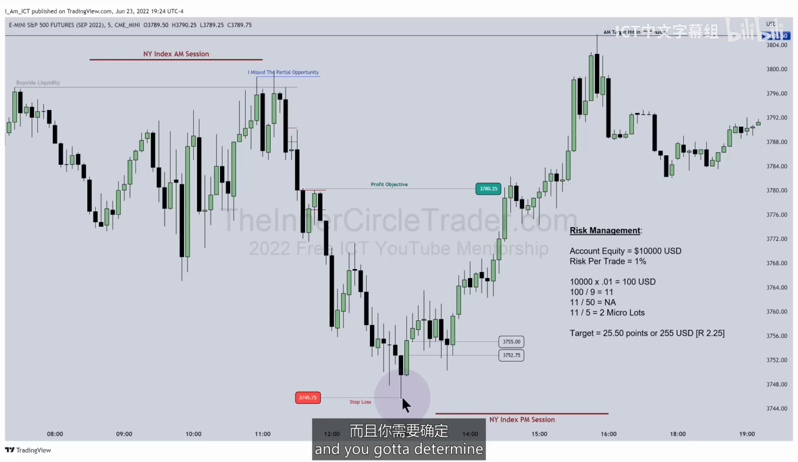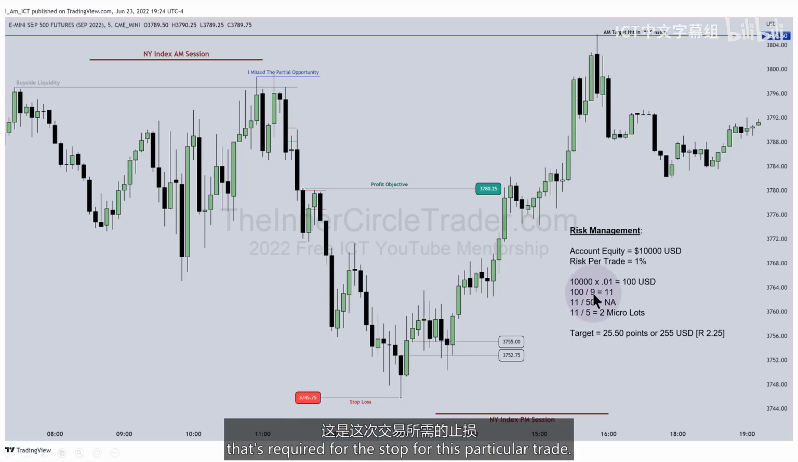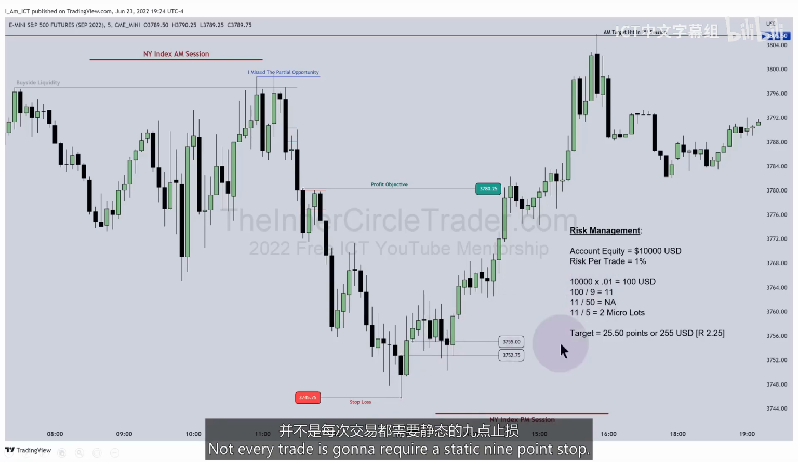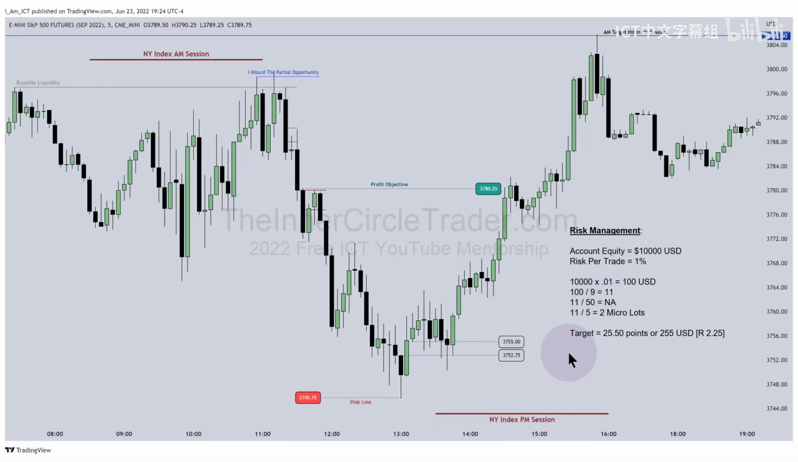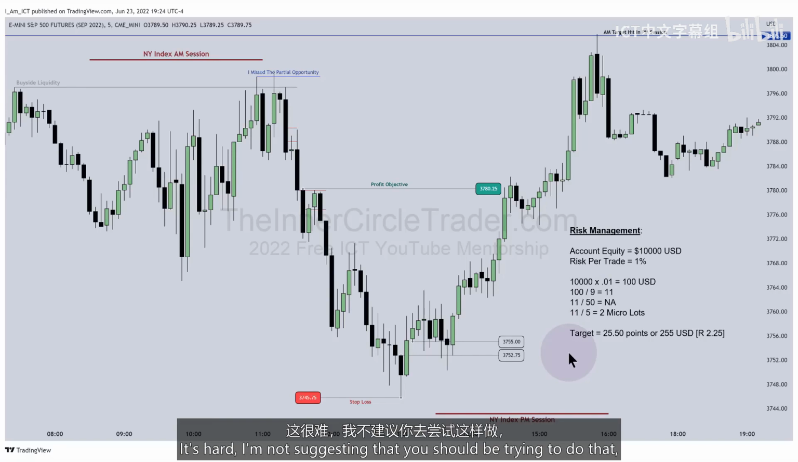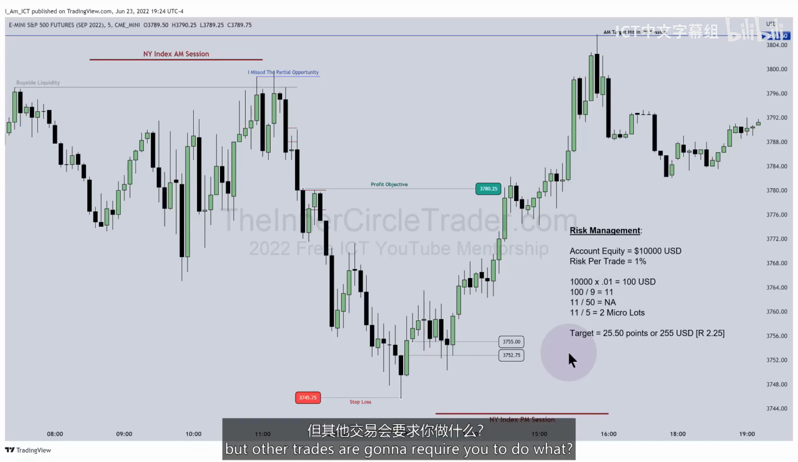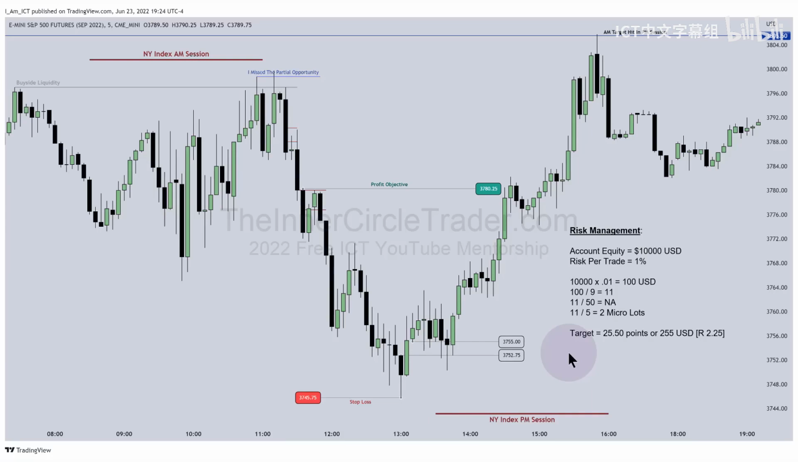1% risk. And you've got to determine, where is your trade defined in terms of points, or pips if it's forex? How much of a stop loss do you need? In this case, we're using this factor here, okay, 9. That's the number of points that's required for the stop for this particular trade. Not every trade is going to require a static 9-point stop. Sometimes you can do a stop with 5 points. It's hard. I'm not suggesting that you should be trying to do that, but other trades are going to require you to do what? More than 9. Might be 10, might be 12 points.